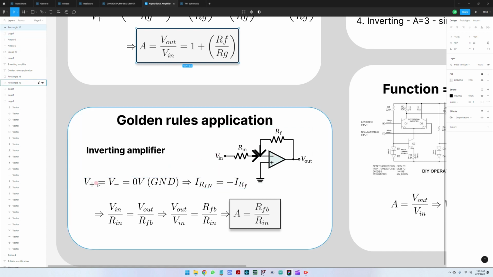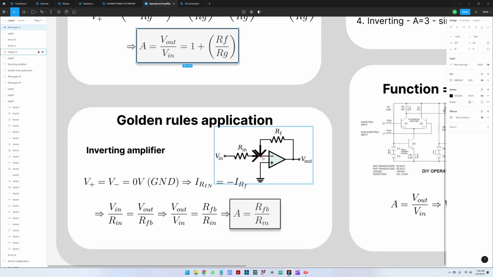So in this case, we are going to use the second rule, in which we say that the voltage level on the inverting input and the one on the non-inverting input are the same. So this means that the current flowing through here is equal to the current going through here. Quite simple. So this means that the current going through Rn is minus the current going through Rf here.